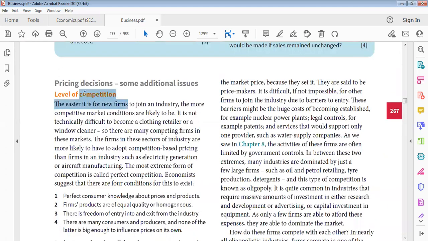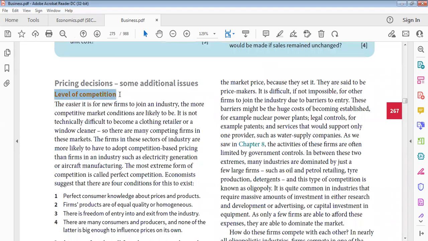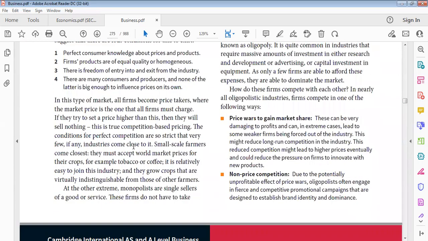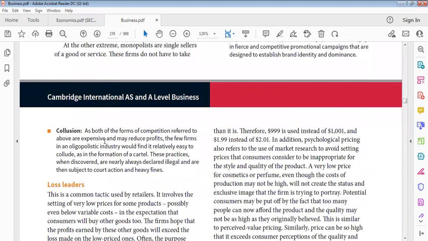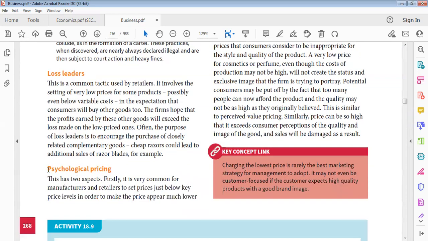So level of competition, I've already explained. It's the thing that we just learned. You can still revise it. So I have explained psychological pricing.